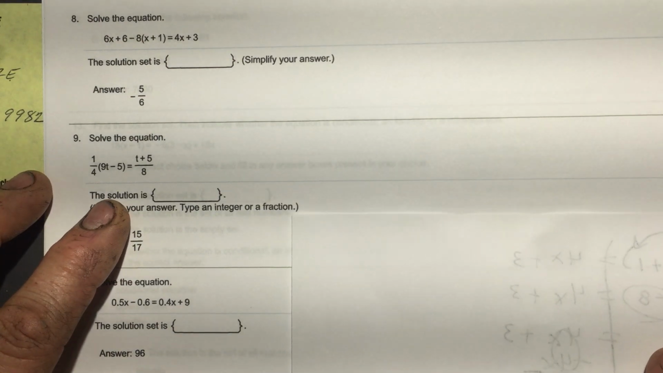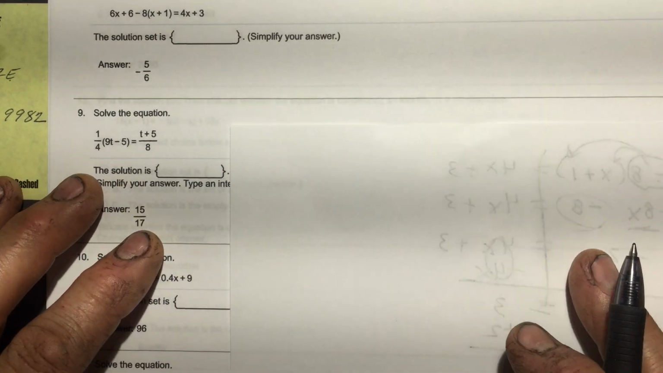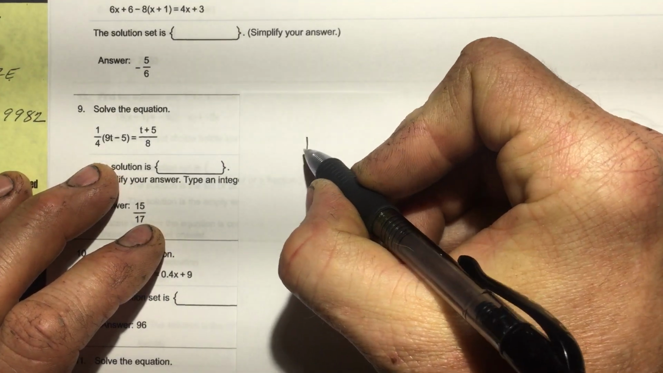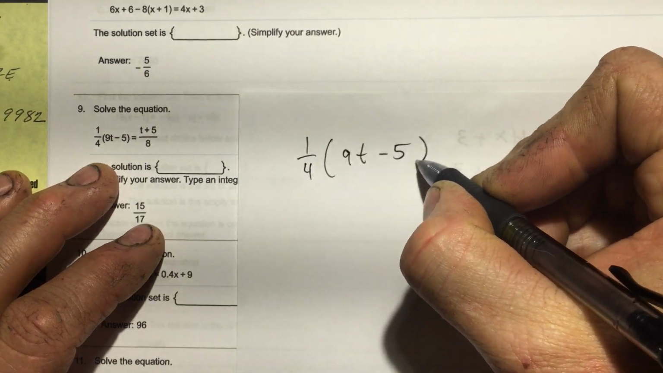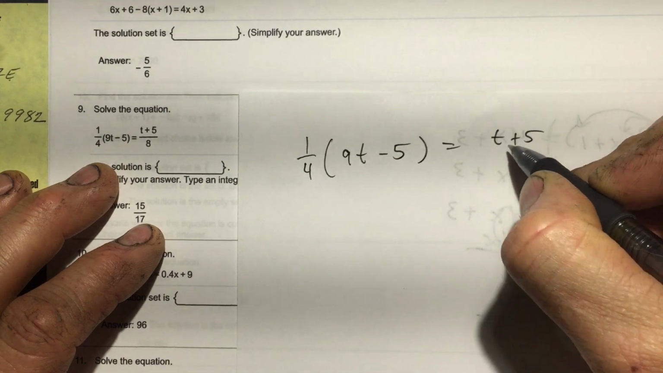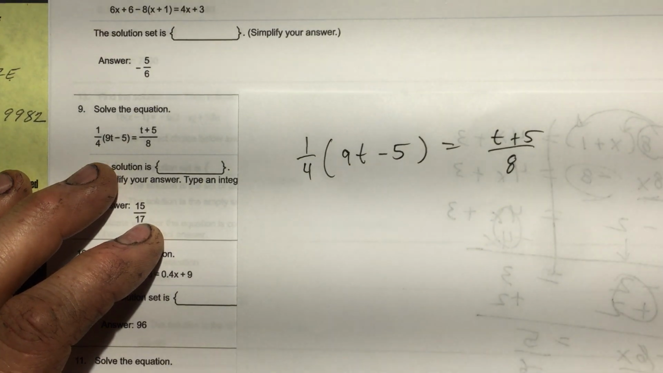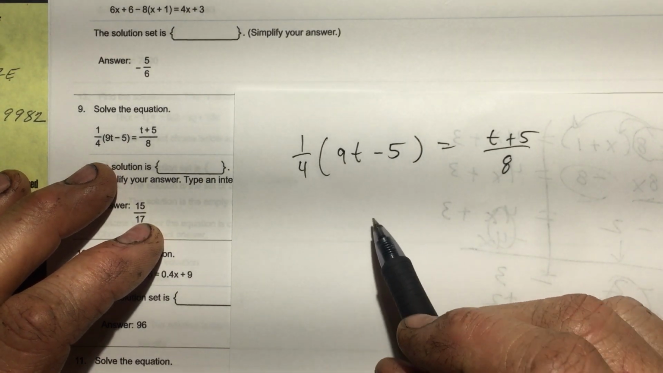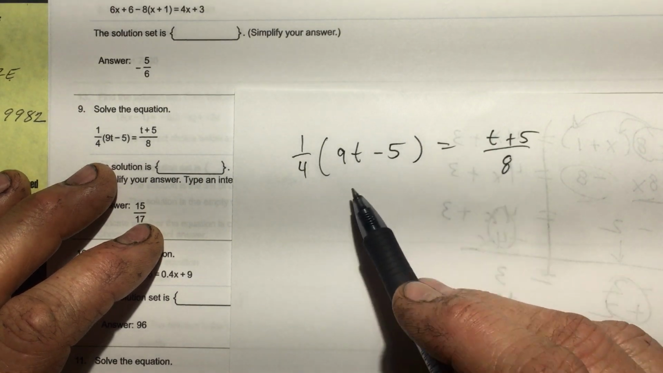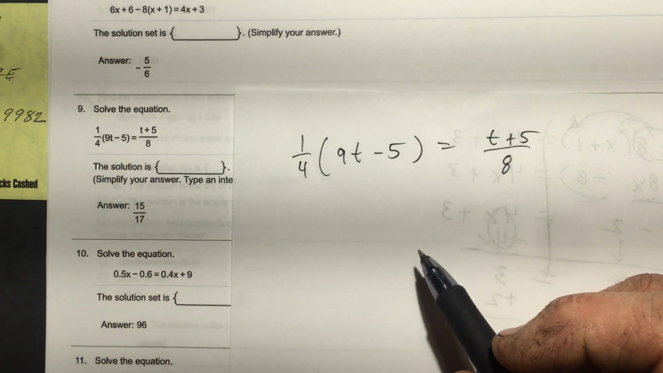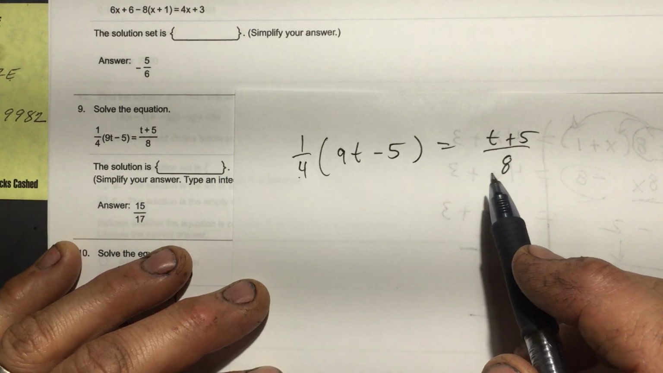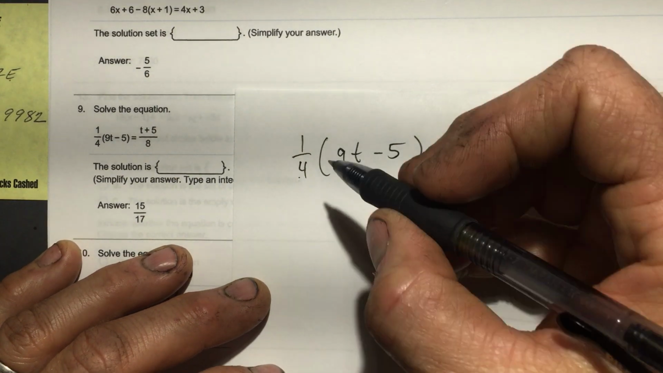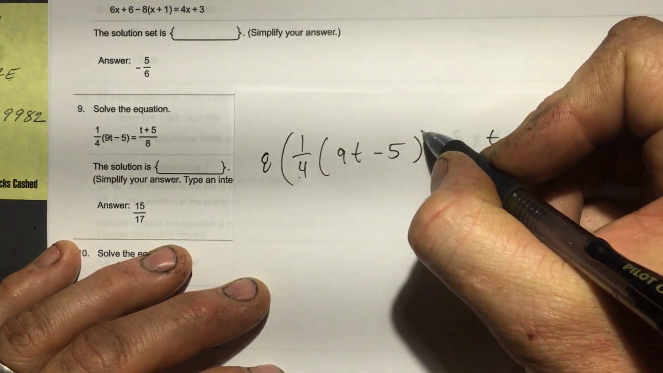Solve this equation right here: 1/4 (9t minus 5) equals (t plus 5)/8. Okay. Now to do this one, see, I've got fractions again. So I'm going to do the same thing I did a while ago. I'm going to find the common denominator here, which 4 and 8, they both go into 8. So I'm going to multiply both sides by 8.